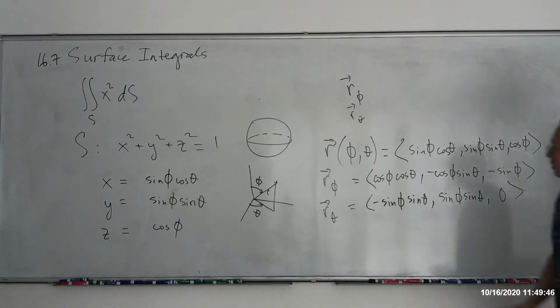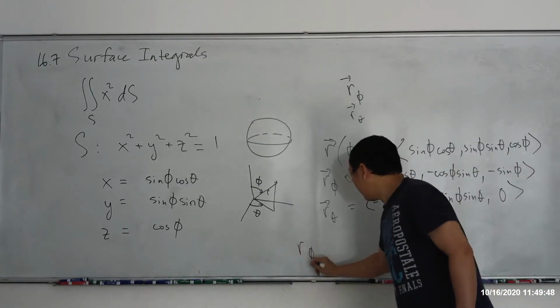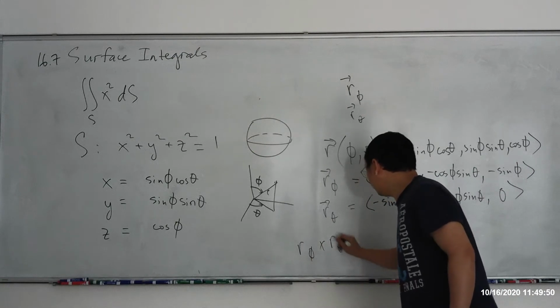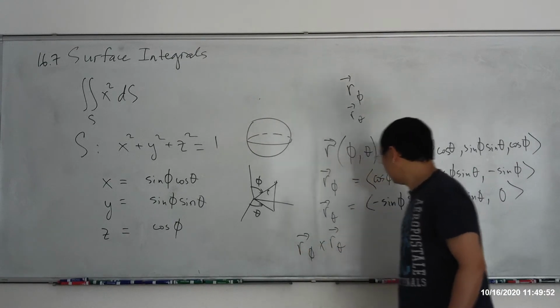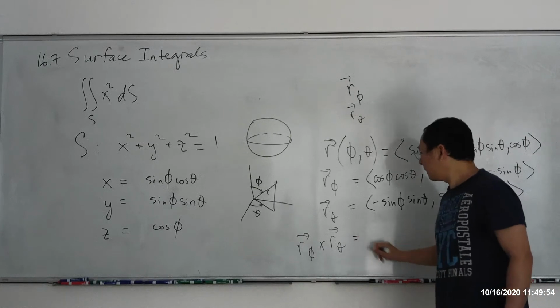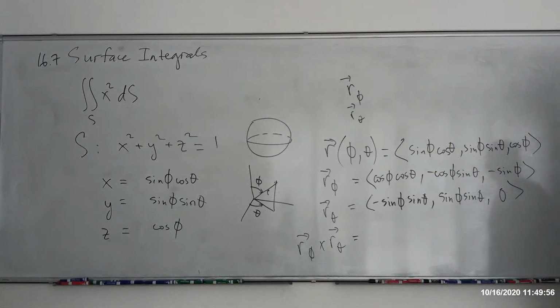Now you cross them, r_phi cross r_theta. And how do we cross? This is i, j, k.